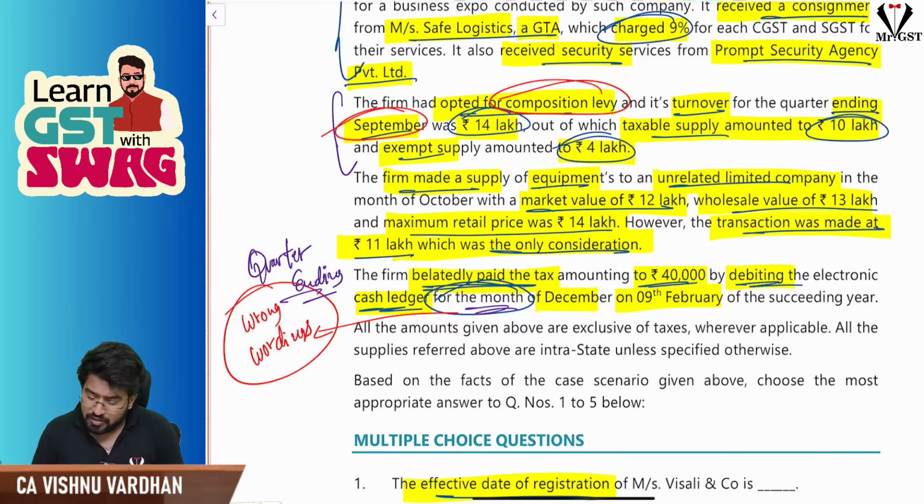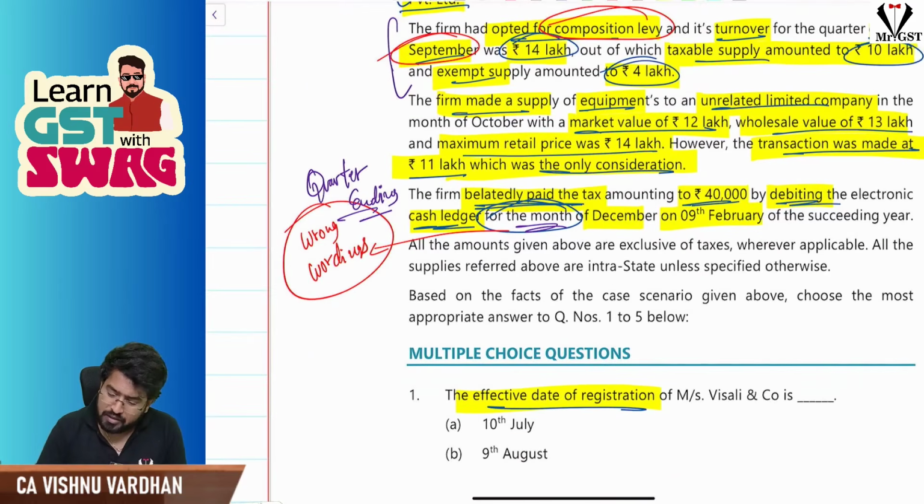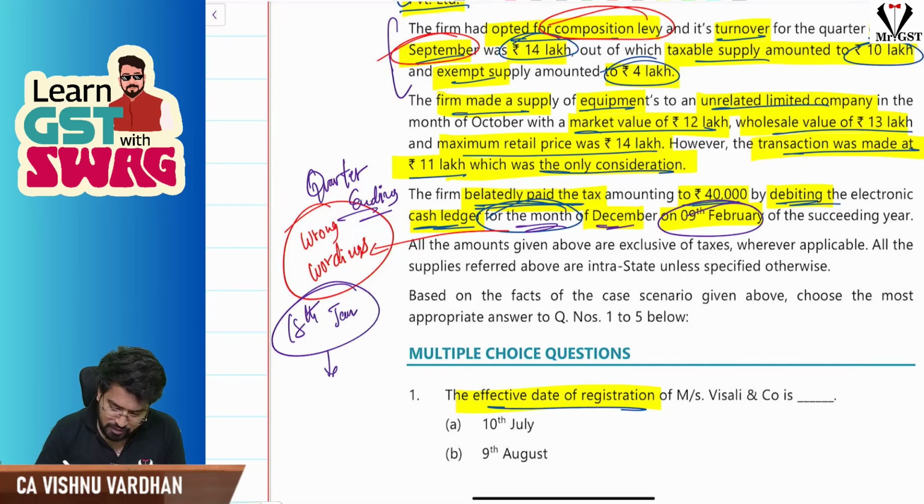Okay, so that way they can assume. So technically that would have been better. So based on that, they have calculated. Actually, they have calculated December means because under composition scheme, 18th Jan is due date. So from that they have calculated till 9th Feb.